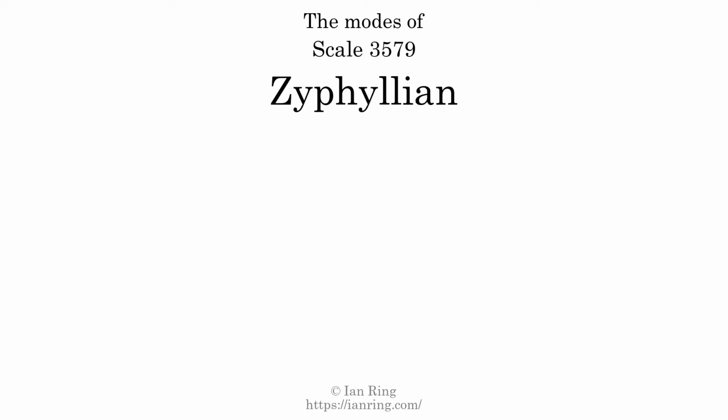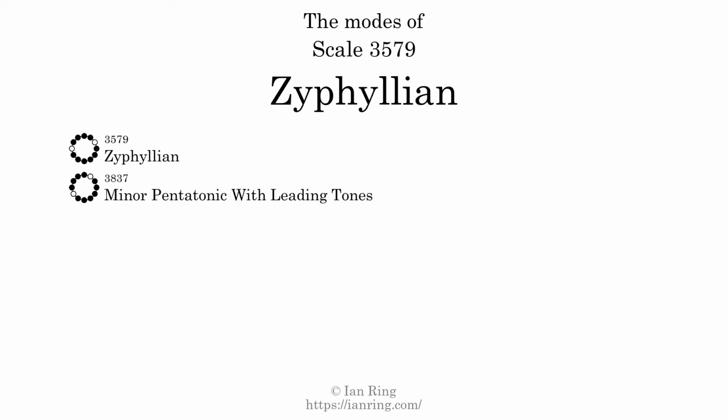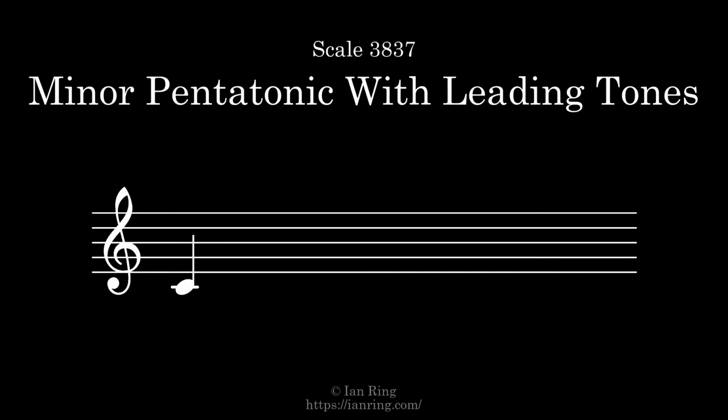This scale has 10 modes. The first mode is itself. The second mode is scale 3837, also known as minor pentatonic with leading tones. It sounds like this.